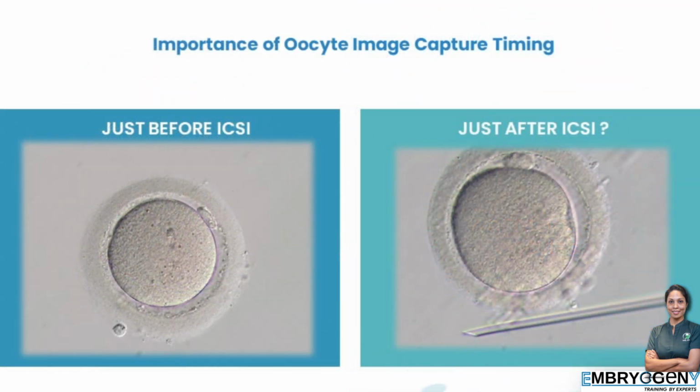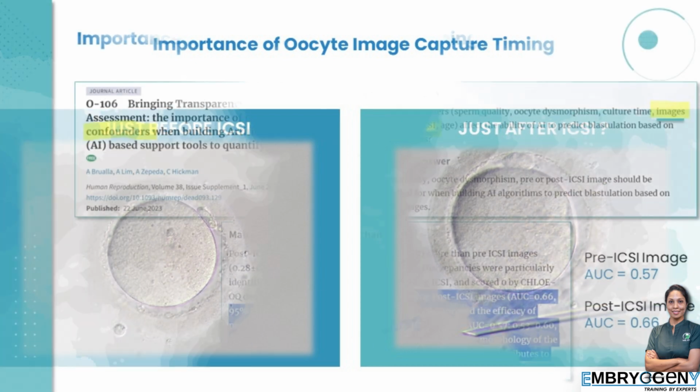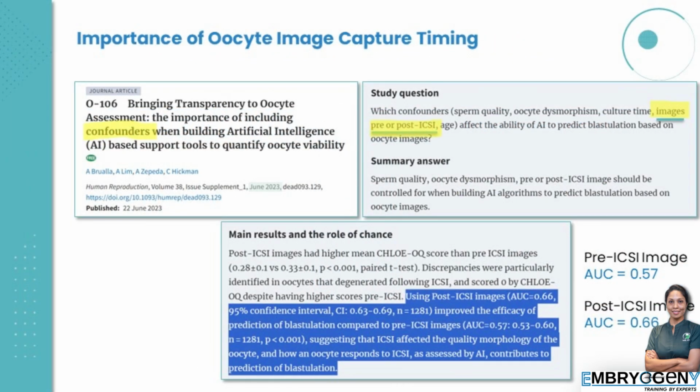Next, we should know when to assess the oocytes. Does it make any difference if we capture the image of the oocyte just before ICSI or just after ICSI? This study highlights the importance of timing of oocyte image capture on prediction of blastulation by AI-based oocyte assessment tools. The main result shows that post-ICSI images are more effective for predicting blastulation as compared to pre-ICSI images. The AUC, or area under the curve, for prediction of blastulation was higher for post-ICSI images, which is 0.66, as compared to pre-ICSI images, which was about 0.57.